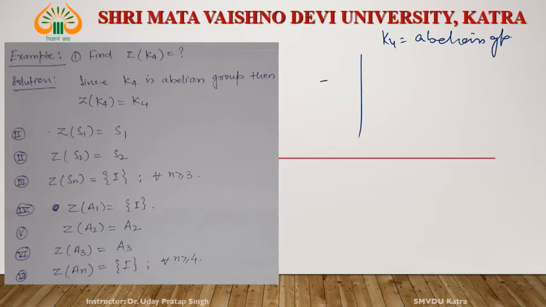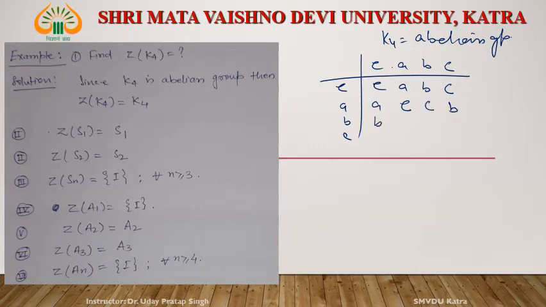K4 is an abelian group. Why? E A B C. A of A is identity, A of B is C, A of C is B. B of A is C, B of B is identity, and B of C is A. And C of E is C, C of A is B, C of B is A, and C of C is E. Check.